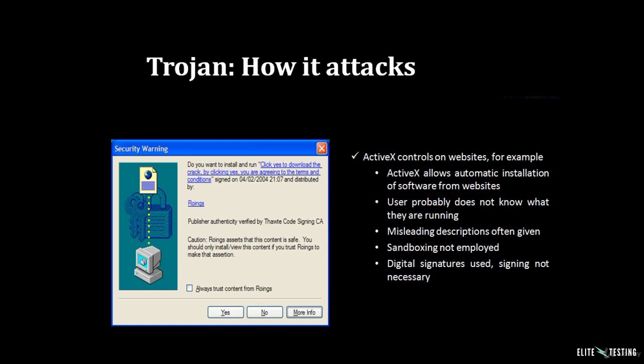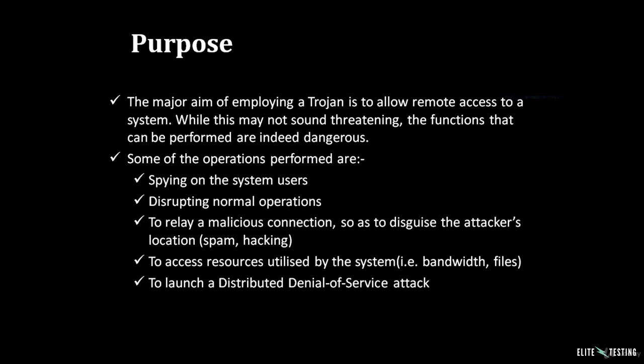ActiveX controls on websites are a common case of Trojan infections. ActiveX allows automatic installation of software from websites. The user probably does not know what they are running, and due to lack of sandboxing and misleading descriptions, not much information is given to the user. Such controls use digital signatures with impersonated signing.